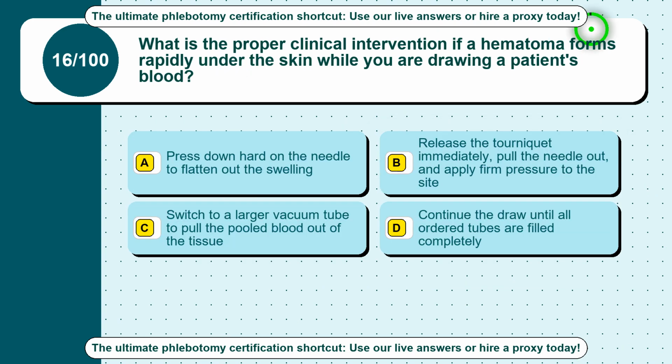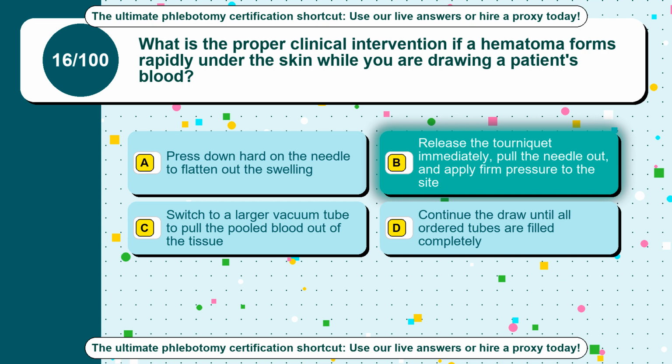Question 16. What is the proper clinical intervention if a hematoma forms rapidly under the skin while you are drawing a patient's blood? Option A. Press down hard on the needle to flatten out the swelling. Option B. Release the tourniquet immediately, pull the needle out, and apply firm pressure to the site. Option C. Switch to a larger vacuum tube to pull the pooled blood out of the tissue. Option D. Continue the draw until all ordered tubes are filled completely.